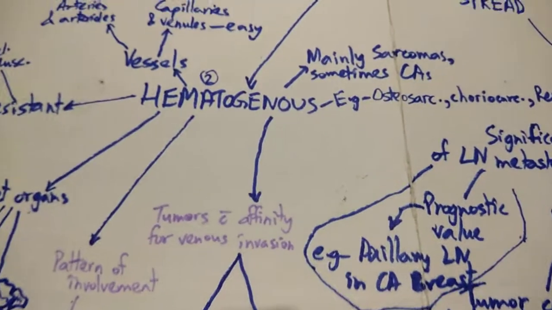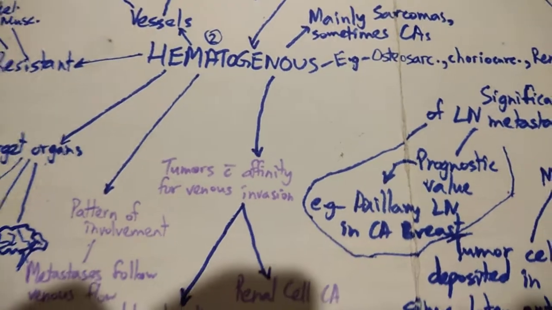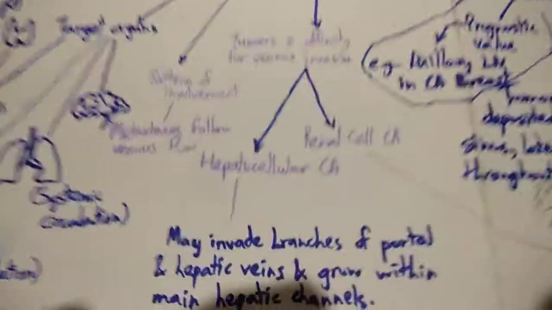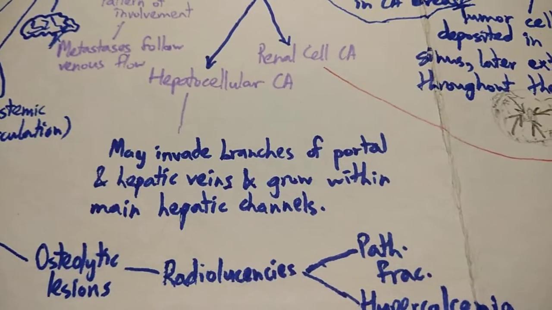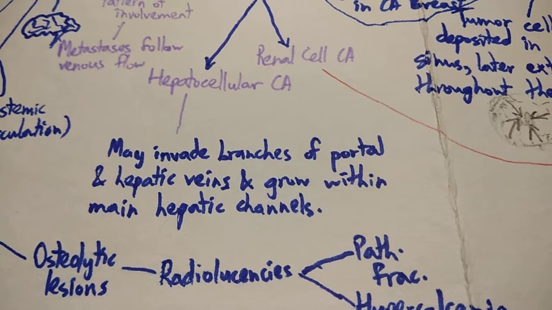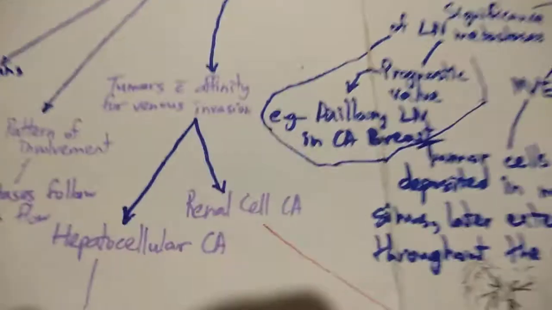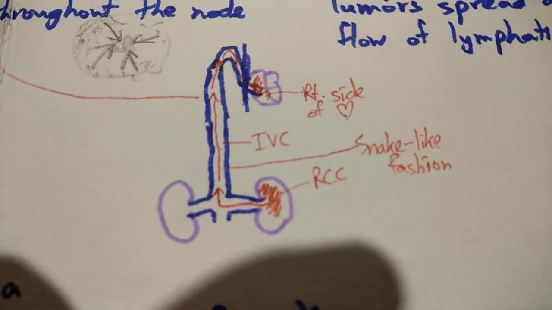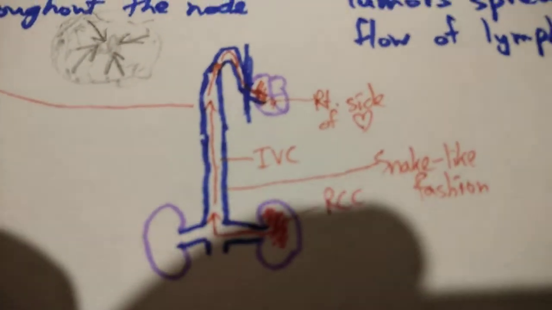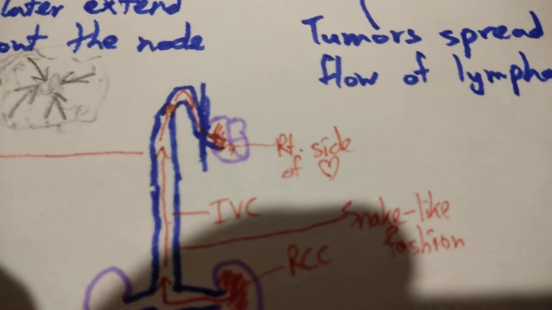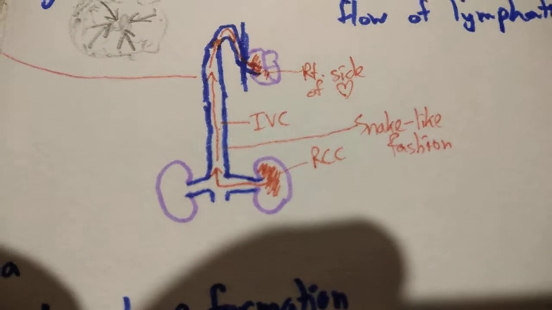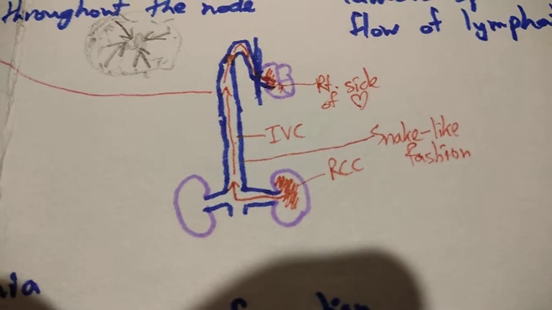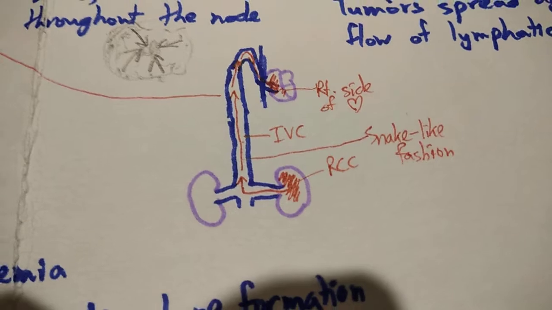Typically, tumors with affinity for venous invasion include hepatocellular carcinoma and renal cell carcinoma. Hepatocellular carcinoma may invade branches of the portal and hepatic veins and grow within the main hepatic channels, whereas renal cell carcinoma extends out through the renal vein and snakes its way up the inferior vena cava and can reach the right side of the heart. So from the kidney, it goes through the renal vein, then the inferior vena cava, and then reaches the right side of the heart.